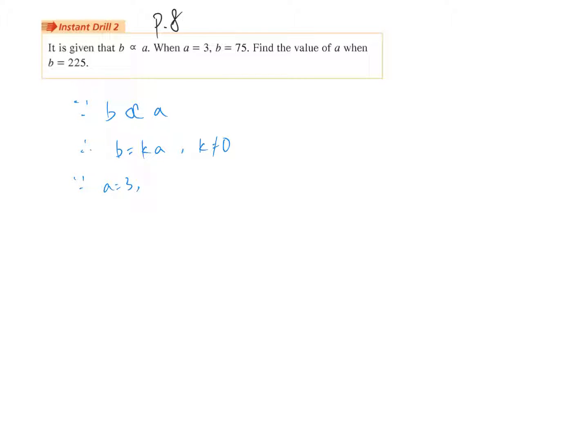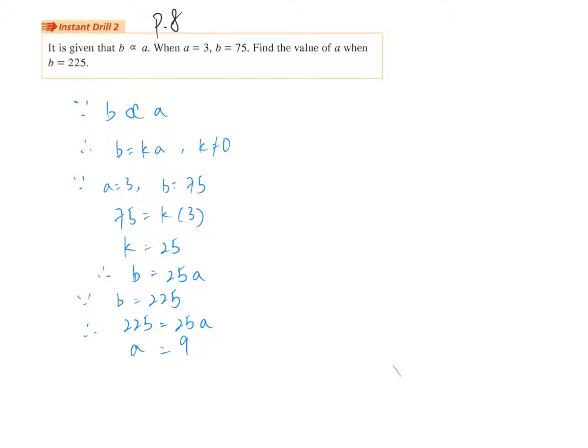Since when a equals 3, b is 75, then we put it back. 75 equals k times 3, and k equals how many? 25. K equals 25, right? Yes, 25. Therefore, b equals 25 times a. Now the question asks, when b equals 225, what will a be? Then we just put it back. 225 equals 25a. Then we have a equals 9. Simple calculation, right? So now you can see if we follow all the steps like the two previous examples, then these are very easy questions.